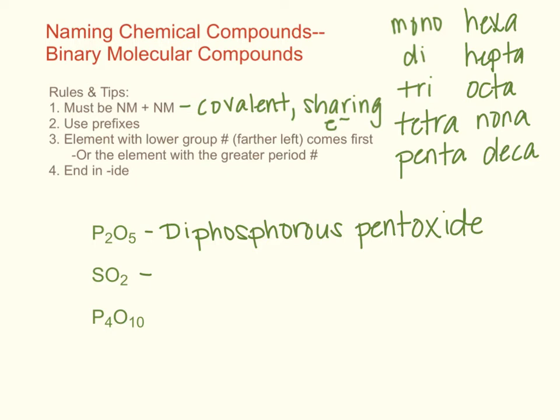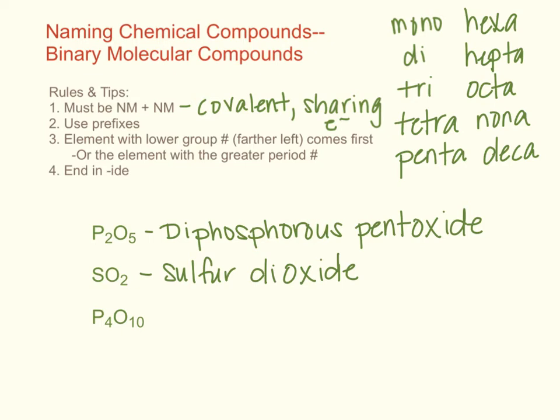My SO2, I only have 1 S, so we might think that it would be monosulfur, but when I only have 1 element as my first element in the compound, I can actually drop that mono. So this is just going to be sulfur dioxide. Di for my 2, ox for my oxygen, and then it has to end in "ide."